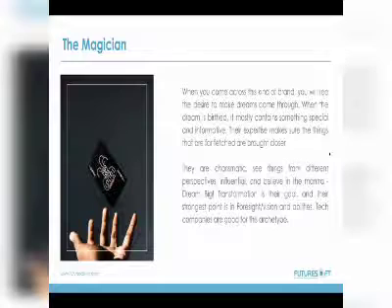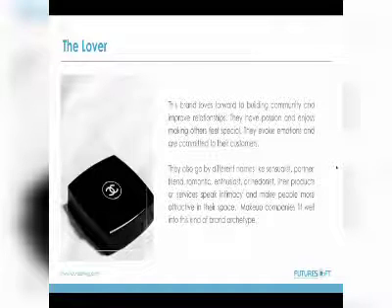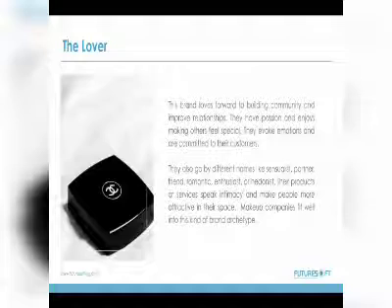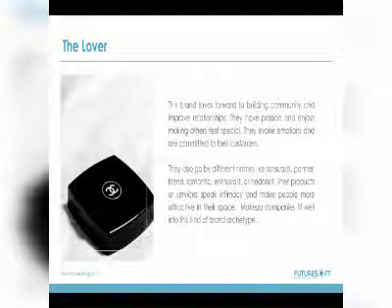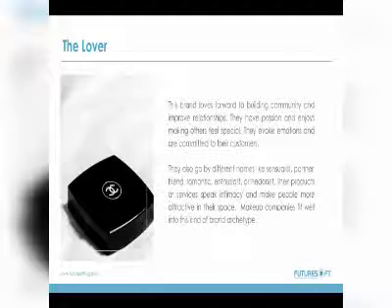So moving on, another brand we have is the Lover. This brand looks forward to building community and improving relationships. There are different names they call them: sensualist, partners, friend, romantic, enthusiastic, but they have passion and enjoy making others feel special. They evoke emotions and are committed to their customers. Most of the time, this kind of brand seeks the attention of their customers. If they were in real life scenarios, they would probably be called people pleasers. But this is how their business can thrive.